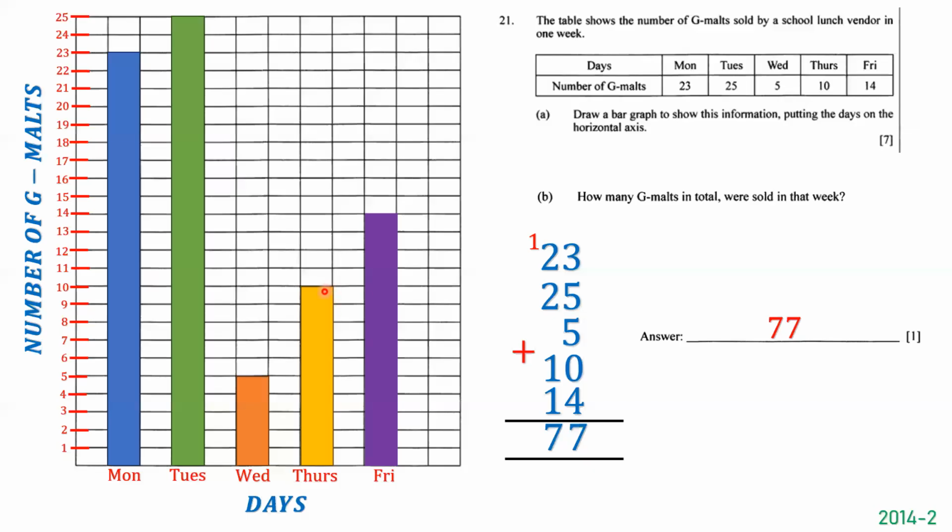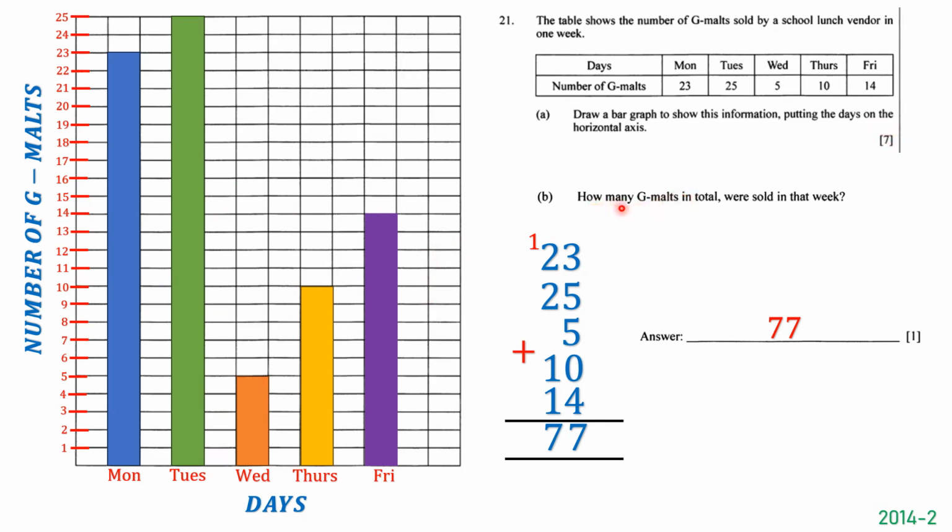Okay, I'm back. Notice that Thursday has 10, not 11. They sold 10 GMALTs on Thursday. And on Friday they sold 14. So Monday, 23 GMALTs. Tuesday, 25. Wednesday, 5. Thursday, 10. And on Friday, 14. So our bar graph is correct now. And that's worth 7 points, so please be careful and make sure that your bar graph is expressed on the diagram properly.